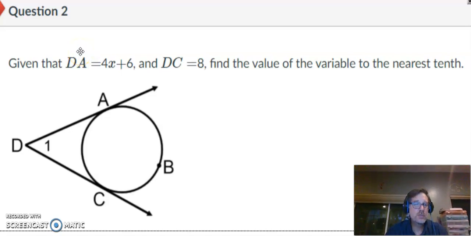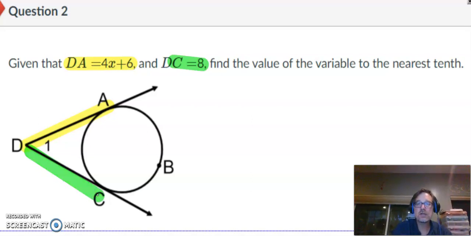So you asked me to do number 2. Alrighty, so let's take a look at this. So the first thing, it gives us DA is 4x plus 6. Well, DA is that segment right there. And we are told DC is 8. DC is that segment right there.